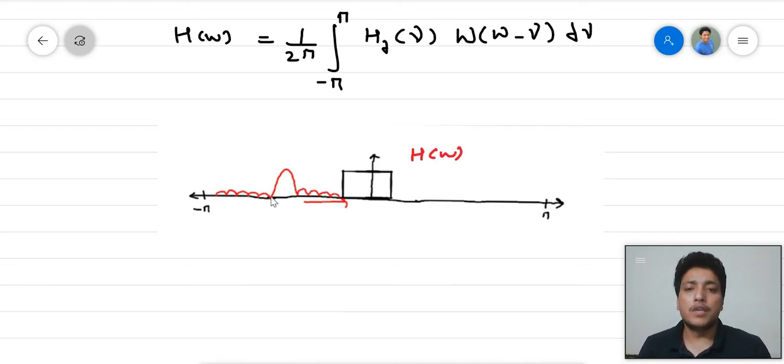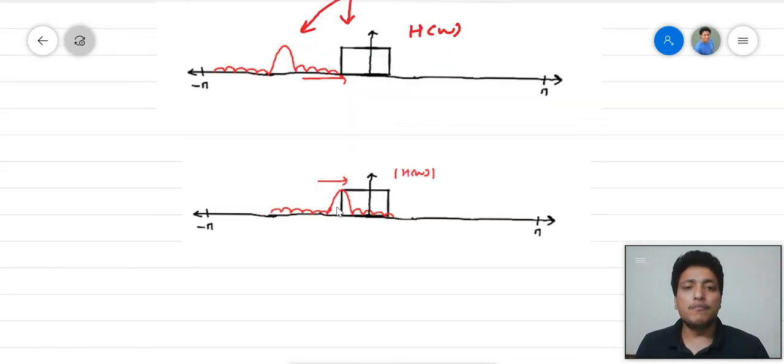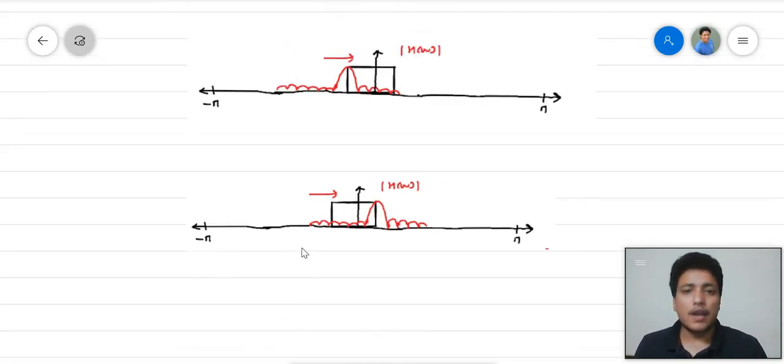can be seen from this representation, where Hd(ν) is the ideal filter and W(ω minus ν) is the shifted response of the window. Now as ν will shift from minus π to π, this particular response of the window will go from this point to this point through this window and give us the desired result of H(ω). When the main lobe of the window frequency response meets with this sharp transition of the ideal filter, then as the value of ν increases towards π, the frequency response of the window will pass through the ideal filter response.